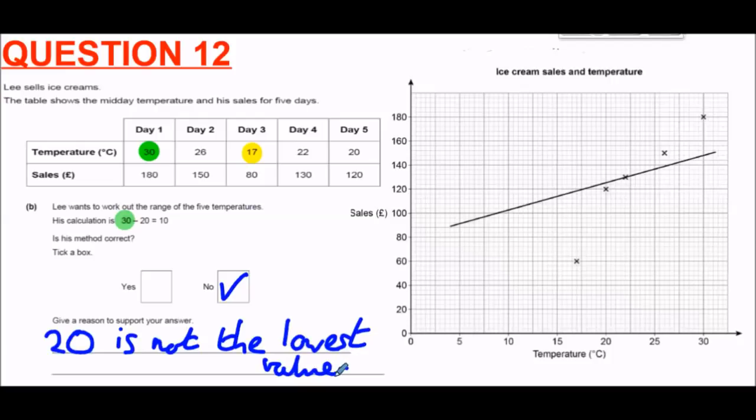Lee's not having a good day. Maybe it's all this heat, because 30 degrees is pretty hot, so maybe we should cut him some slack. Anyway, question C, 12C.